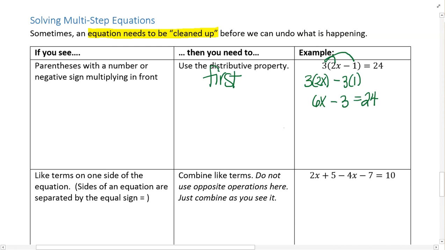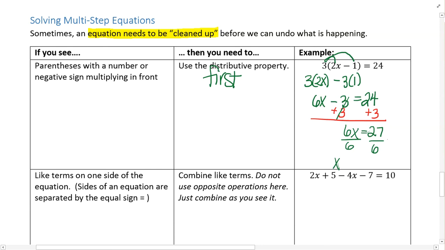So I see that I'm multiplying by 6 and subtracting 3. So the first thing I need to undo is the subtracting 3. So I'm going to add 3 to both sides. And we get 6x is equal to, because this cancels, 27. Now I need to divide by 6.